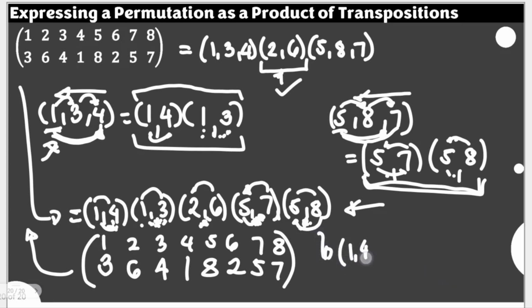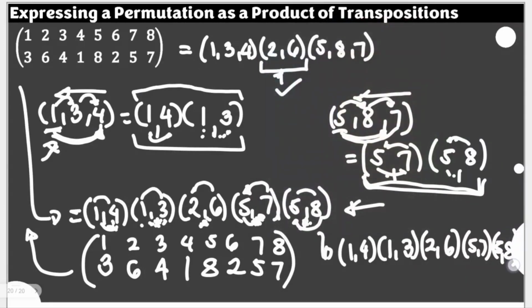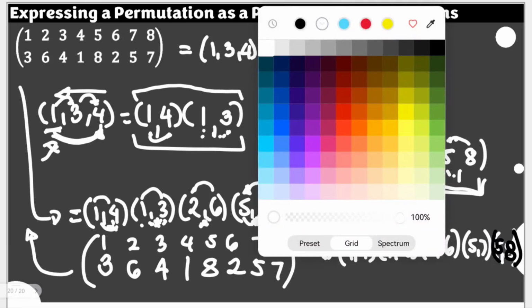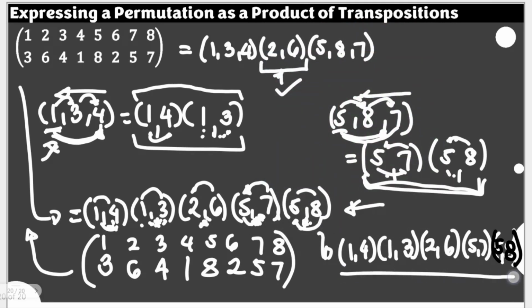Therefore, again, rewriting all of this: (1 4)(1 3)(2 6)(5 7)(5 8). Sorry for that, (5 8). Okay. With all these 5 transpositions, this will return the given permutation, and this is the answer to this given concern.